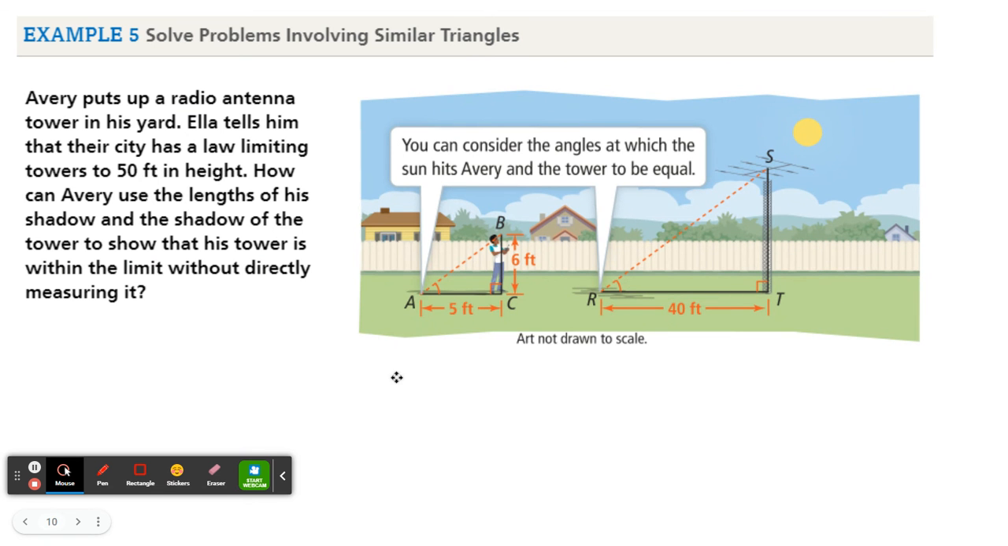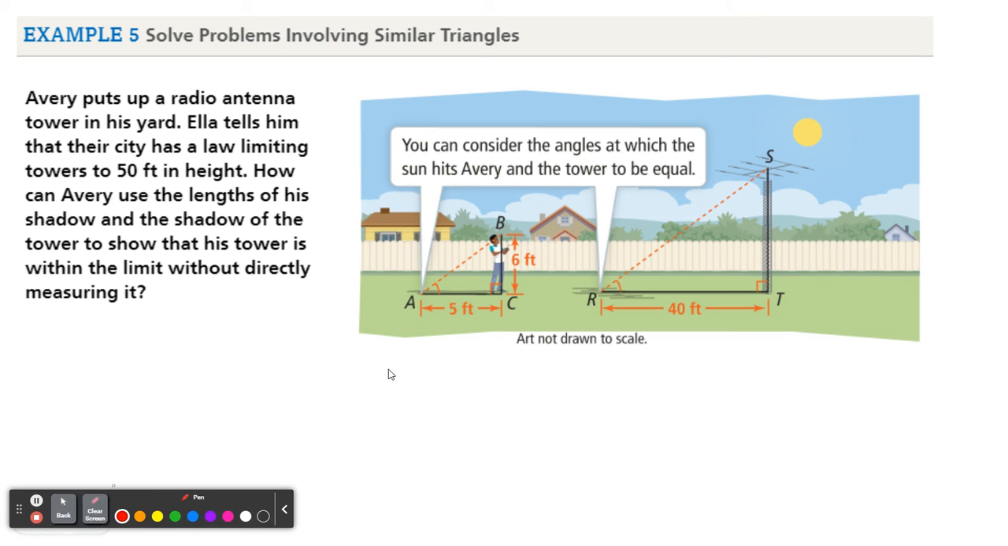All right, last but not least, my favorite kind of question here with similarity. So it says Avery puts up a radio antenna tower in his yard. Ella tells him that their city has a law limiting towers to 50 feet in height. How can Avery use the lengths of his shadow and the shadow of the tower to show that his tower is within the limit without directly measuring it? This is called indirect measurement, right?